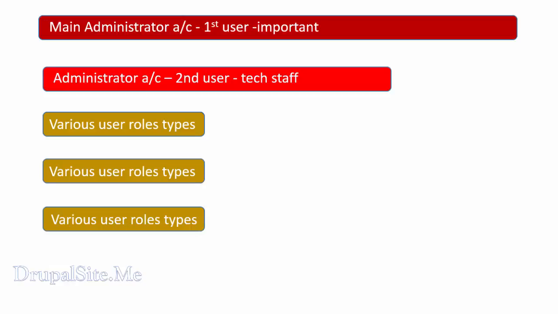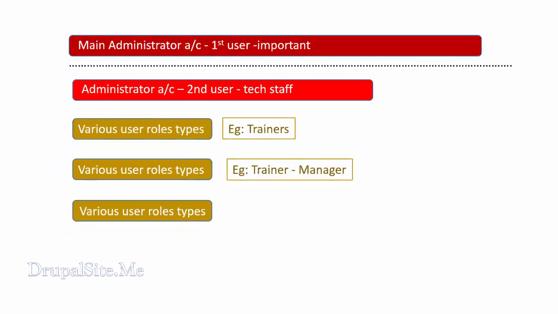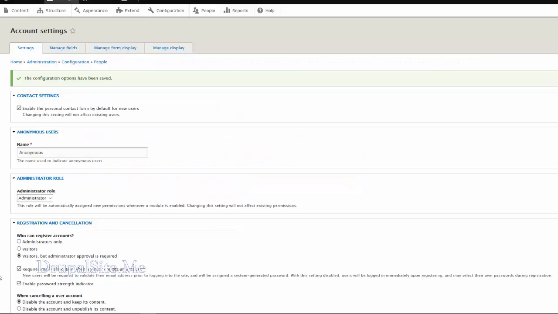For example, Drupal SiteMe is a training organization. So let us create two user roles. One is trainers, who can create courses and edit courses, and the other is trainer manager, who can approve the courses and or delete the course, as a supervisory position, so to speak. Okay, let's do that. Let us look at what is there at the moment.